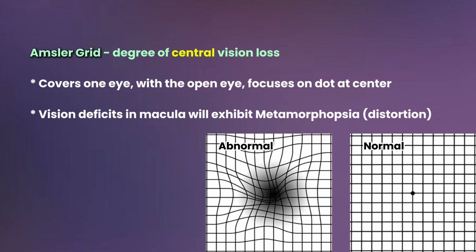The Amsler grid assesses the degree of central vision loss. In this assessment, the patient covers one eye and, with the open eye, focuses on the dot at the center of the grid. Patients with vision deficits in their macula will exhibit metamorphopsia, meaning the patient will see a distortion of the grid.